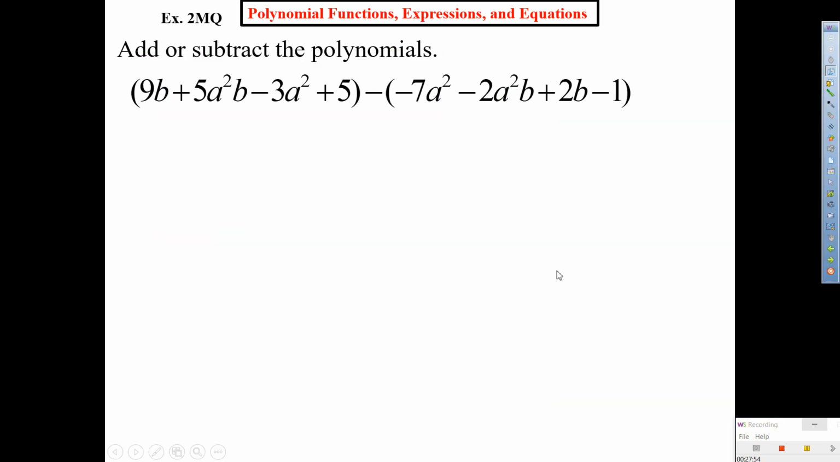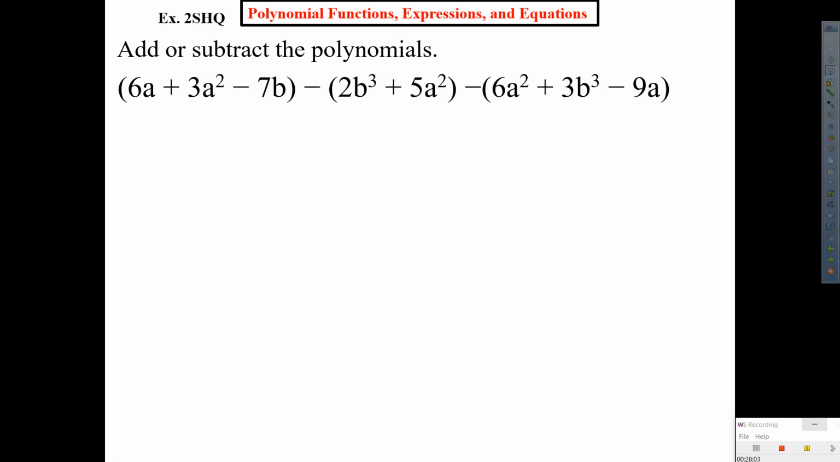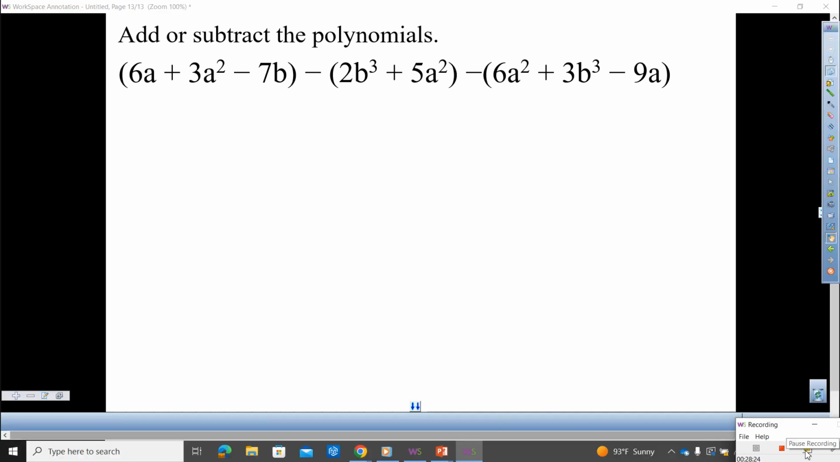Copy this one. Example 2, Shazam Q. You got parentheses 6a plus 3a squared minus 7b, close parentheses, minus, open parentheses, 2b to the third plus 5a squared, close parentheses, minus, open parentheses, 6a squared plus 3b cubed minus 9a, close parentheses. All right, see how you do with that one? Go.